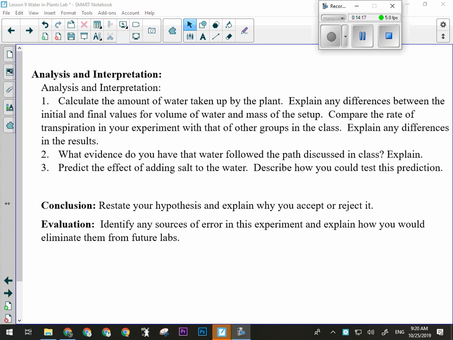Okay, that's what goes in those explanations. Now, further analysis and interpretation. Okay, question number 1 is really easy. All you're going to do is compare that initial amount of water that you recorded today with the amount of water that's left in the cylinder on Monday. Just subtract them. Find the difference. That's easy. Okay. Number 2, what evidence do you have that water followed the path discussed in class? Basically, you have to talk about where the dye appears in the leaf. Right? We kind of know where water is supposed to go in a plant, what tubes it's supposed to go to and where, okay? But you need to talk about the evidence you have based on the location of dye in your plant.